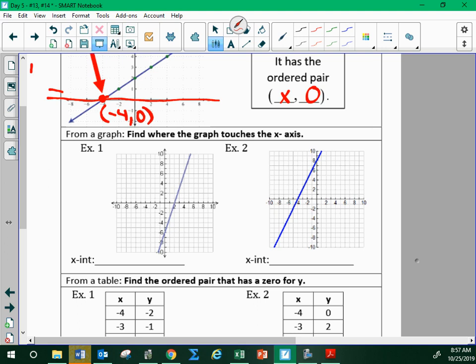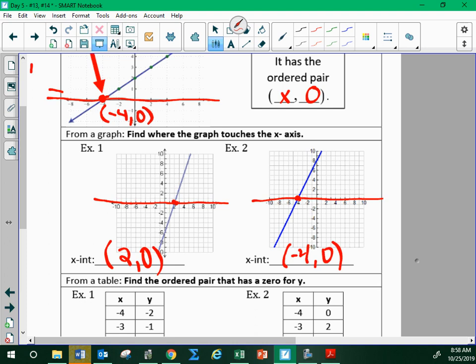Okay, so examples 1 and 2 say find where the graph touches the x-axis. Again, sometimes I might just ask you to find the x-intercept. So I'm going to look and see where it intersects the x-axis. I see it crosses right here. Then we're just going to list the point. What's my x value there? 2, and then y is 0. Take a look at example 2. Again, where it crosses our x-axis, that happens right here. What's that? Negative 4 is here.